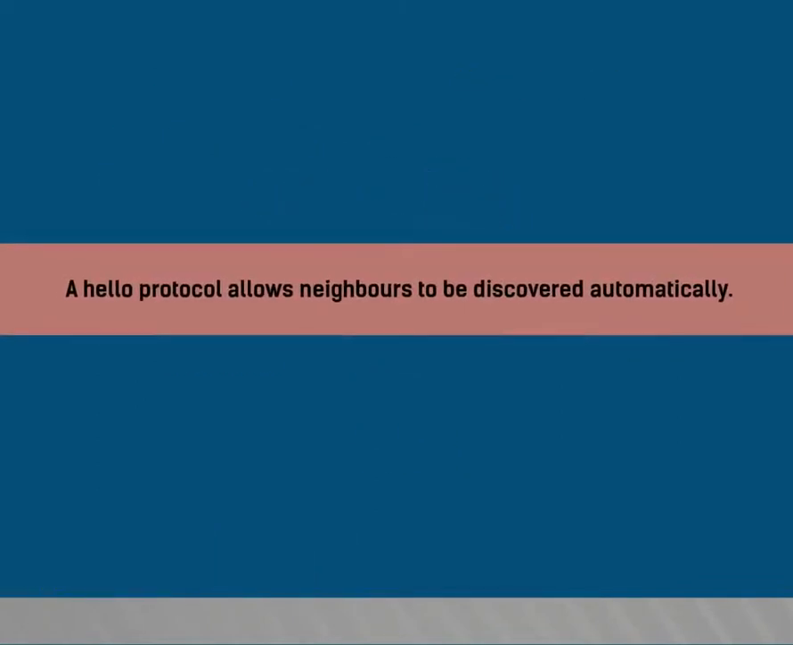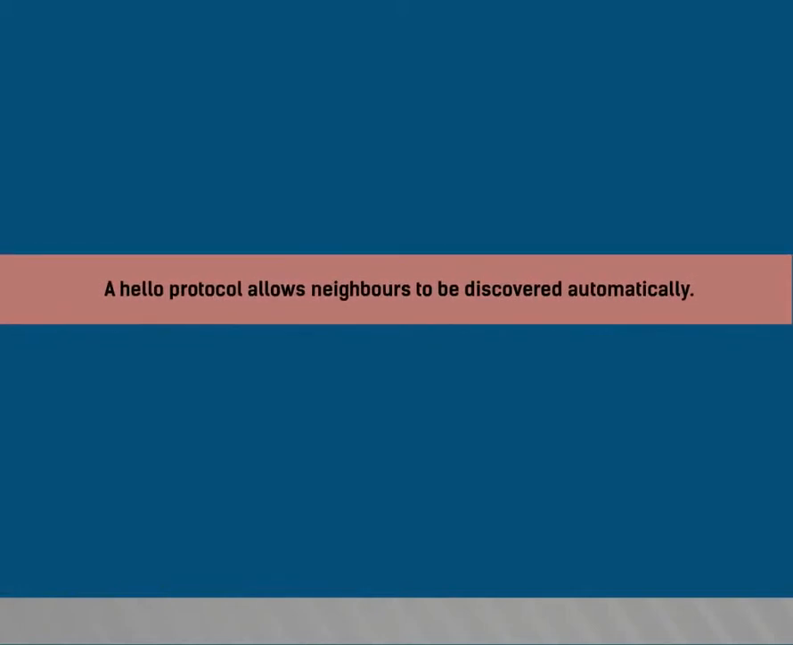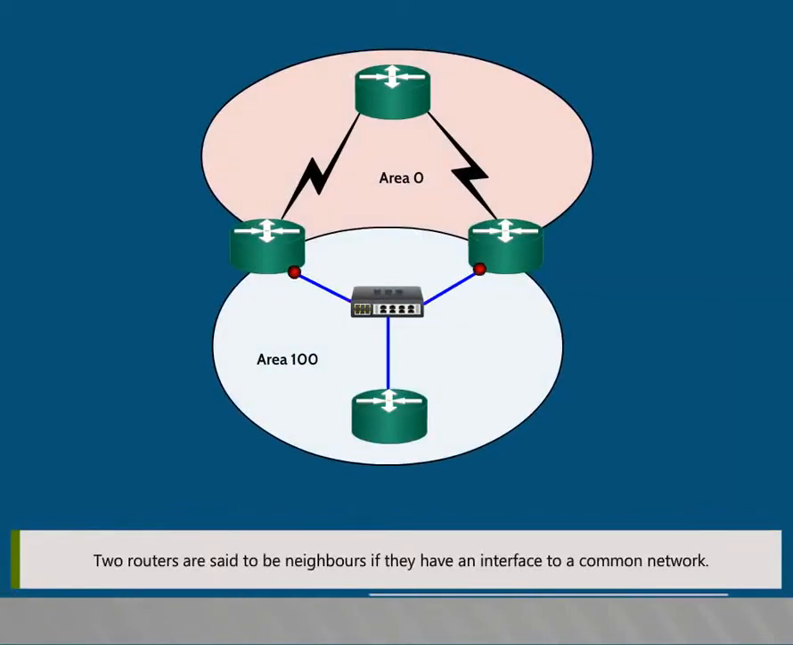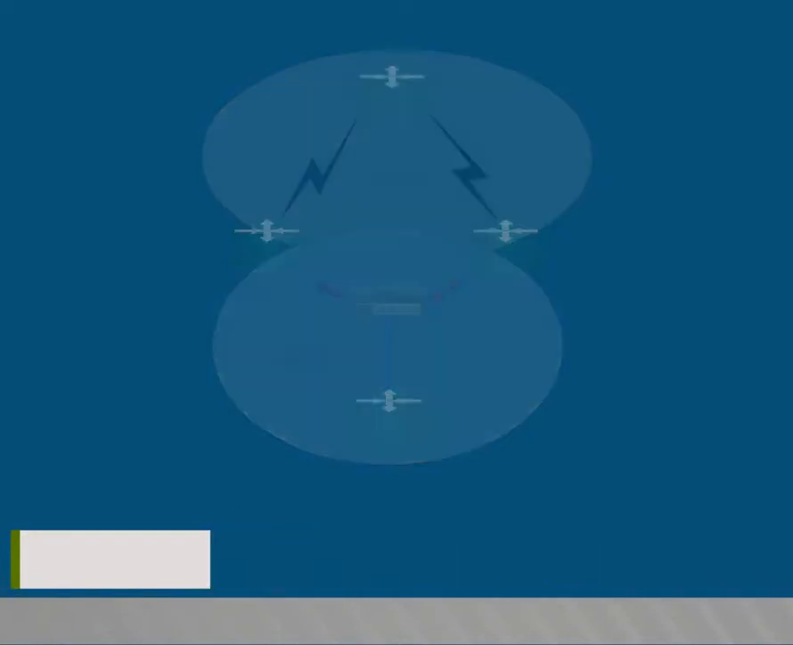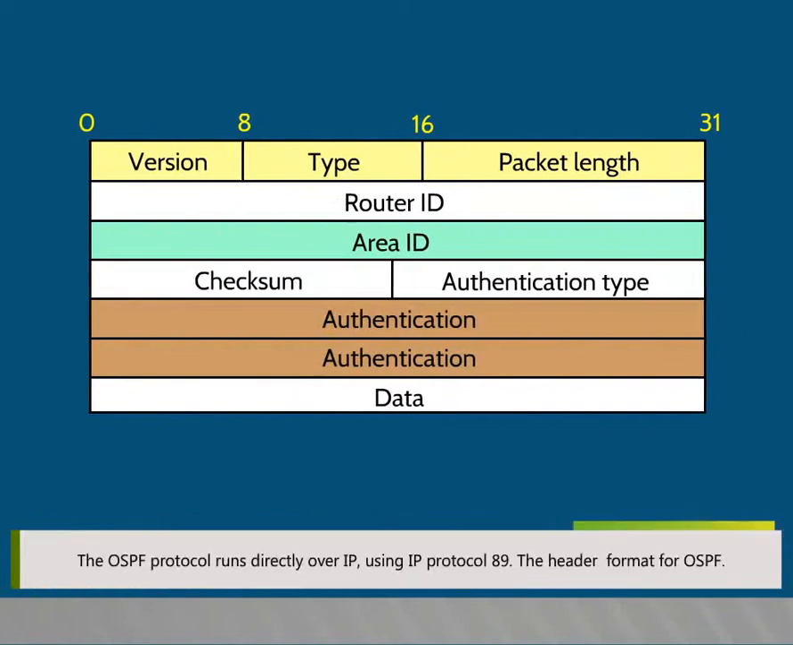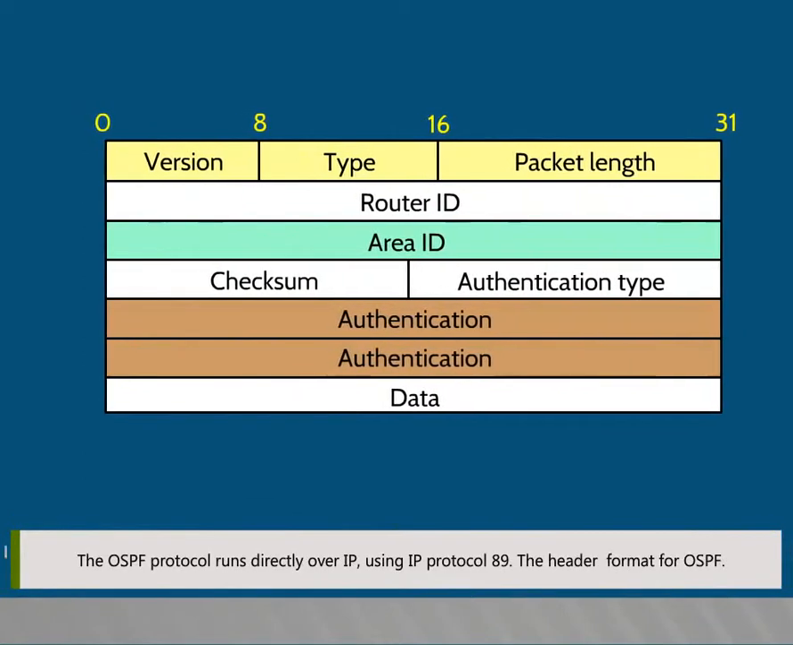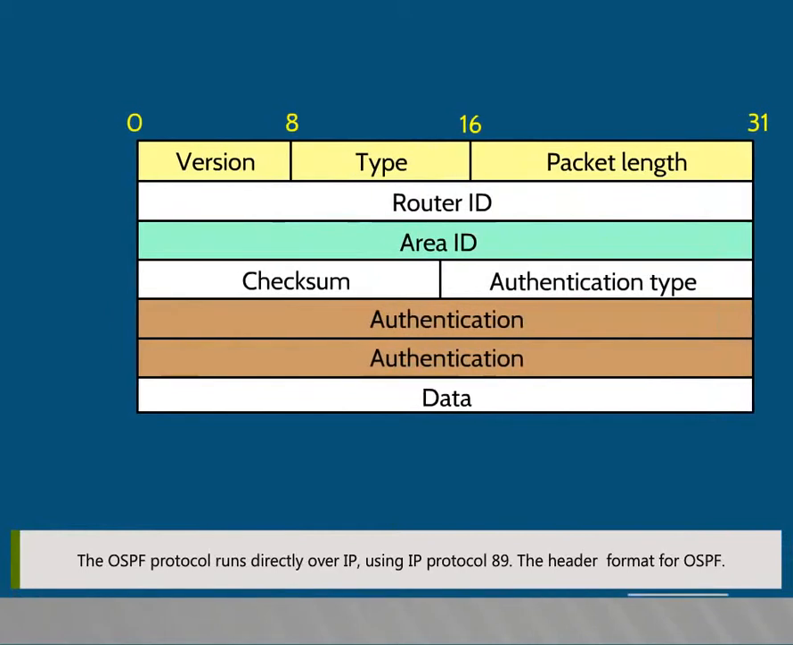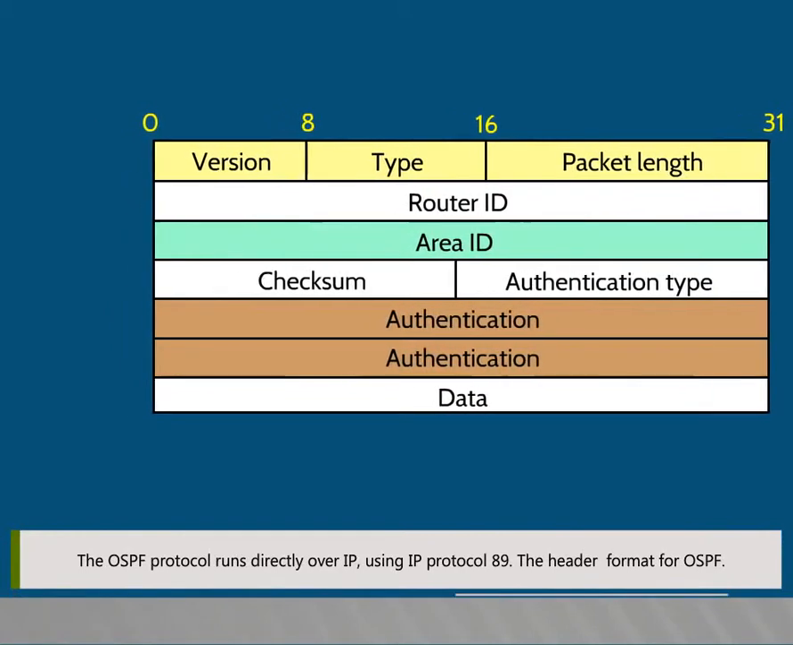The Hello protocol allows neighbors to be discovered automatically. Two routers are said to be neighbors if they have an interface to a common network. The OSPF protocol runs directly over IP using IP protocol 89. The header format for OSPF is shown.